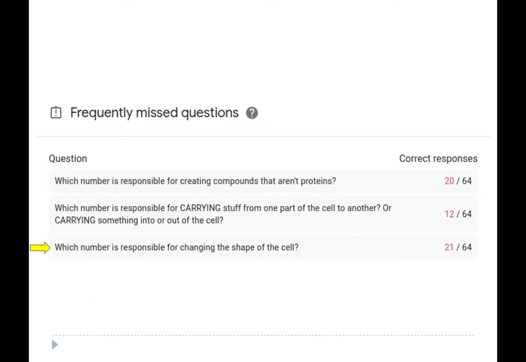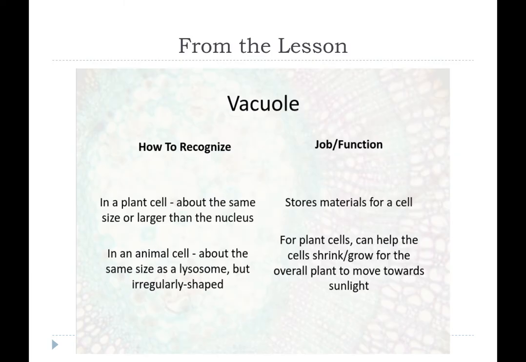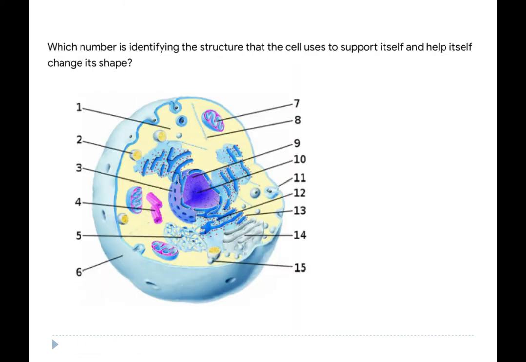All right, the third one: which one is responsible for changing the shape of the cell? Now, in the lesson, I did mention that the cytoskeleton has the job of changing the shape of the cell, but we'll get to why that wasn't an option later. If we look at the bottom right, we can see that for plant cells, it can help the cells grow or shrink for the overall plant to move towards sunlight. So the vacuole can change the size and shape of the cell in order for the plant cell to actually kind of bend.